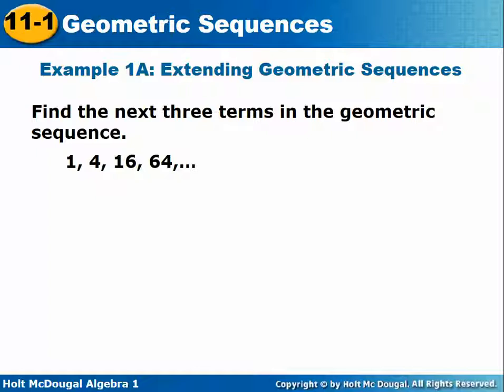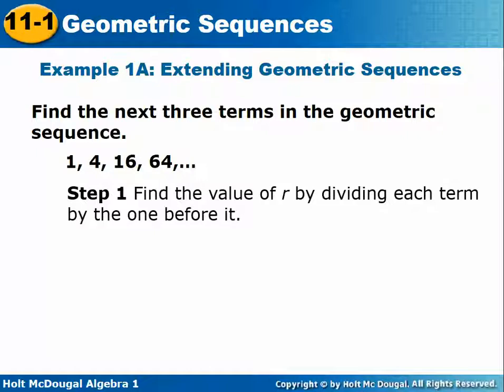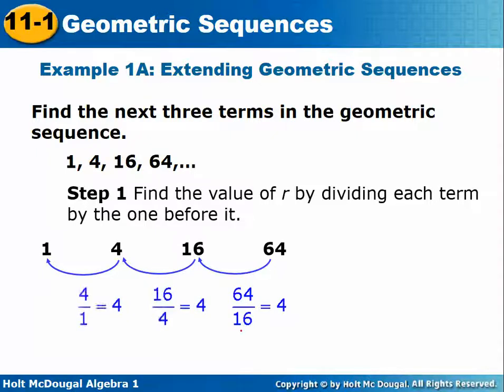So here we're just going to find the next three terms in the geometric sequence. To do that, you need to find what the common ratio is. We find that by dividing each term by the one before it. For example, 4 divided by 1, 16 divided by 4, and 64 divided by 16. 64 divided by 16 is 4, 16 divided by 4 is 4, and 4 divided by 1 is 4. So this is indeed a geometric sequence with a common ratio equal to 4.